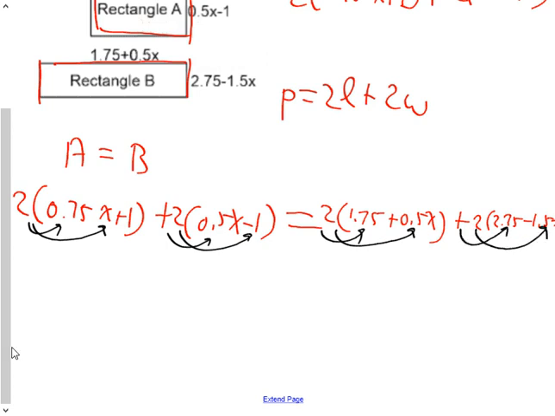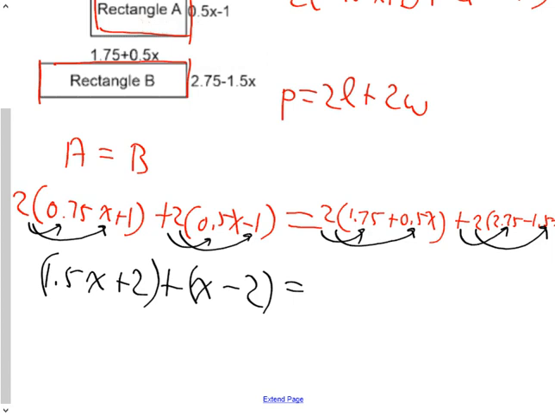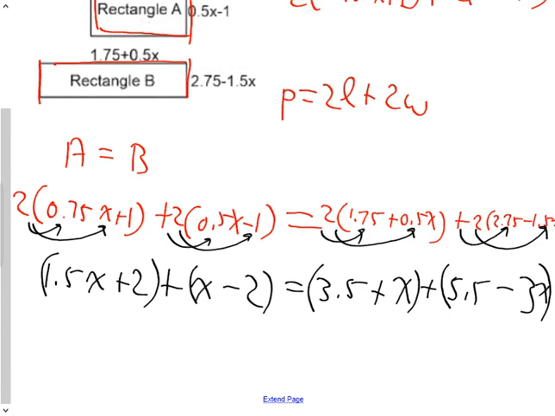I'm going to get 1.5x plus 2 plus x minus 2. So if I expand them, that's what I get. Is equal to 3.5 plus x plus 5.5 minus 3x. So once we expand it using distributive property, we end up with these.